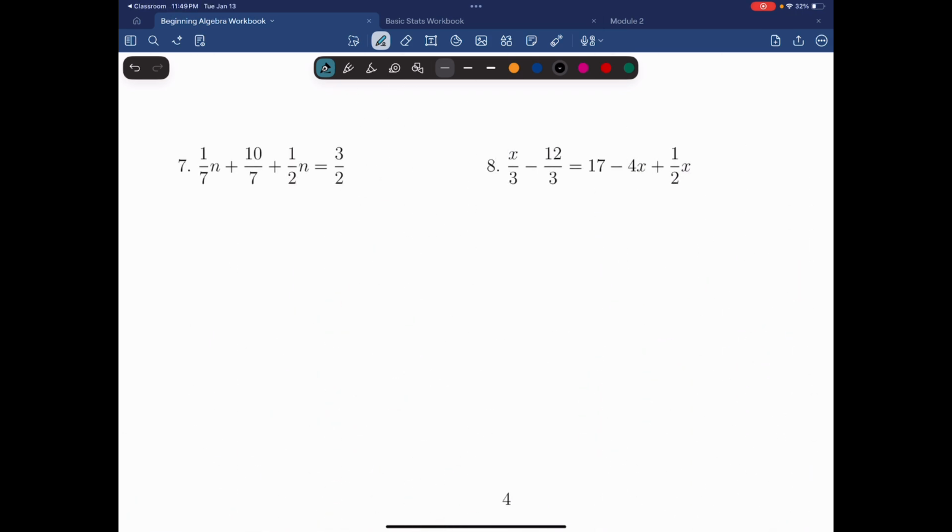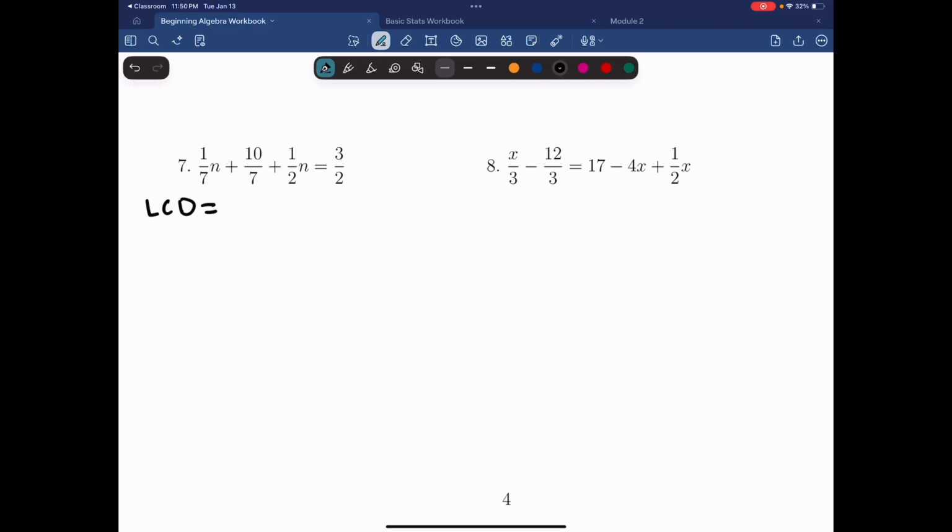Looking at example 7, we have 1/7 n plus 10/7 plus 1/2 n equals 3/2. For this problem, one thing I do want to point out is that we have two different denominators. We have two denominators that have 7, and we have two denominators that have 2. When this happens, we can make our lives fairly easy, and what we can do is find the least common denominator.